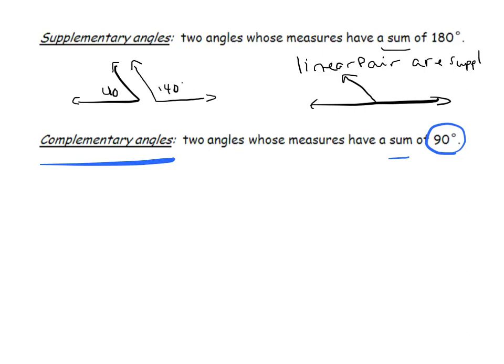It's bad. So let's say I've got an angle of 30 degrees and I have an angle of 60 degrees. When you take their two numbers and add them together, they make a sum of 90 degrees.